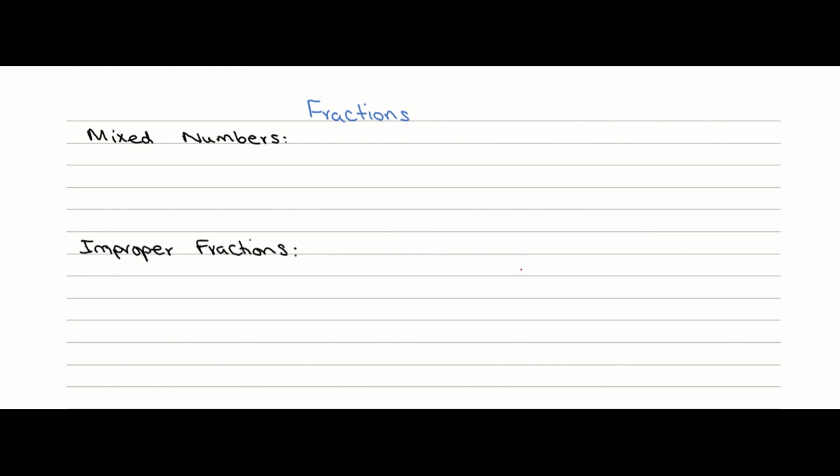So the mixed numbers are things like 3 whole 1 over 3, where we have the integer part, that is 3, and 1 over 3 is your fraction part.